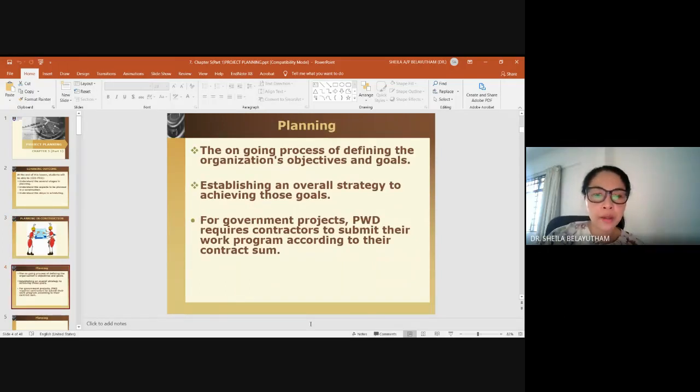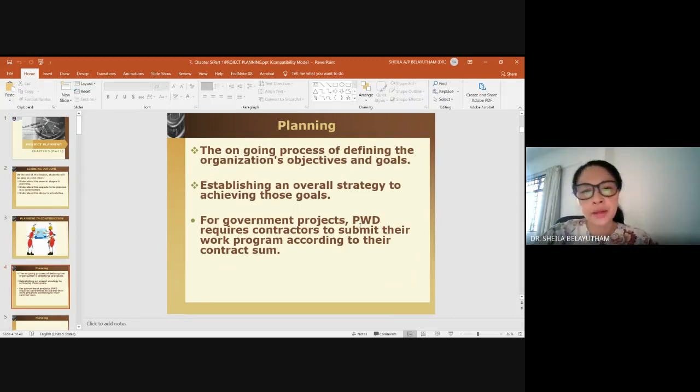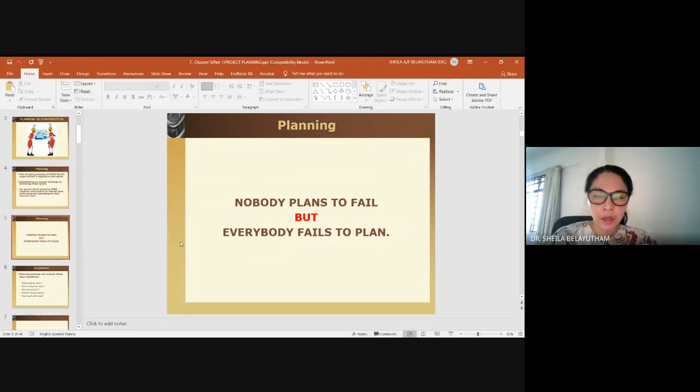So what is called planning? It's an ongoing process of defining the organization's objective and goal, and it is an overall strategy to achieve this goal. For government projects, usually the public works department, during tender they would require contractors to submit their work progress according to contract sum. If it's a high capital project, they might require the use of Primavera, a software specifically for scheduling projects. If it's a lower sum, Microsoft Project might be sufficient. And when we're talking about planning, no one plans to fail, obviously.